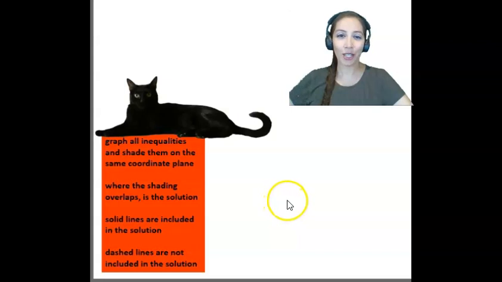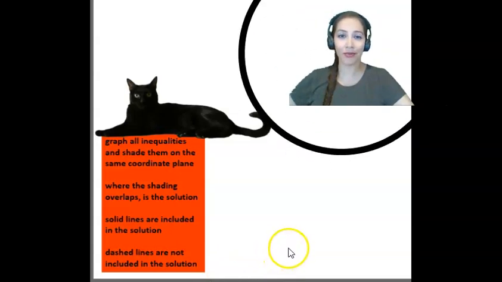My teaching assistant Chloe is here with her latest cheat sheet notes. First up, she wants you to know that when you are graphing inequalities, go ahead and graph all the inequalities and shade them on the same coordinate plane. Where all the shading overlaps, that is the solution. If you have any solid lines, those are included in the solution. If you have dashed lines, those are not included in the solution.